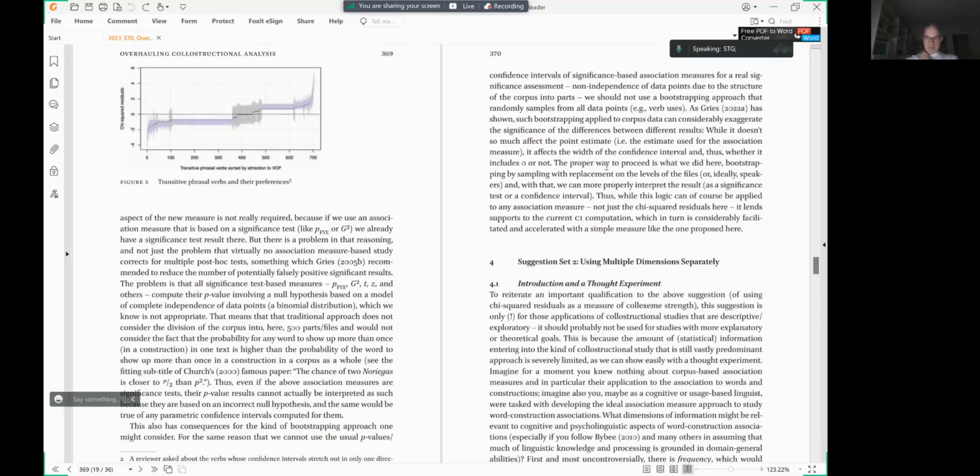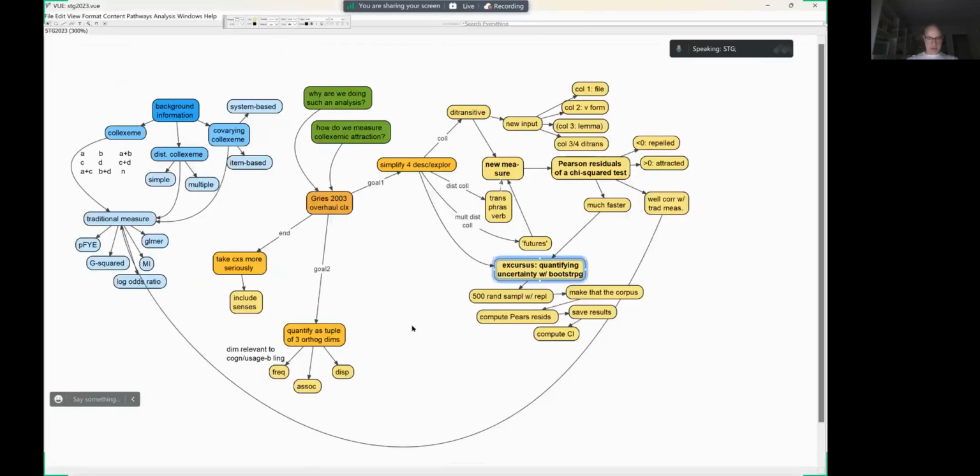However, the proper way to proceed is what we did here, bootstrapping by sampling with replacement on the level of files. And with that, we can now more properly interpret our results as actual significance tests or confidence intervals. So that's the second big item here. So excursus 2. Now we have real p-values. And again, maybe you right now don't have a lot of statistical knowledge to understand exactly the logic, but we can still note down that that's part of the structure of the paper, and we can revisit that at a later stage if one's interested.